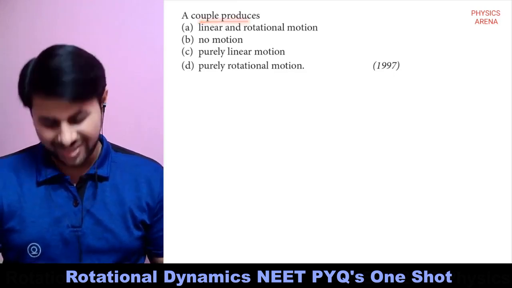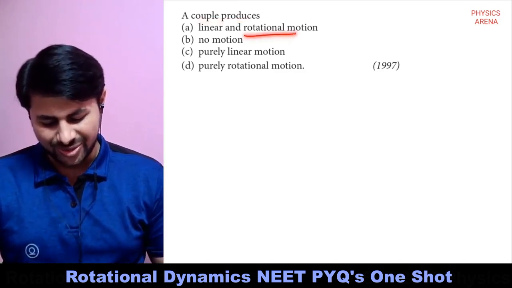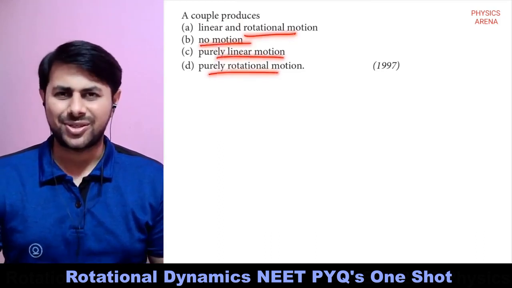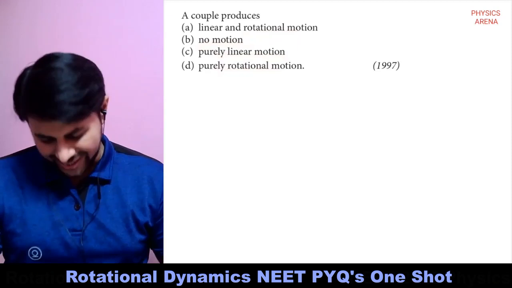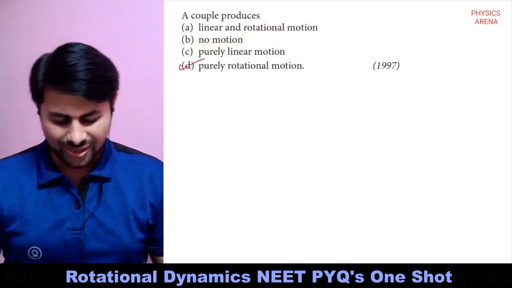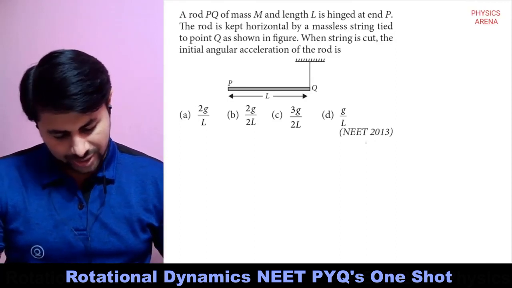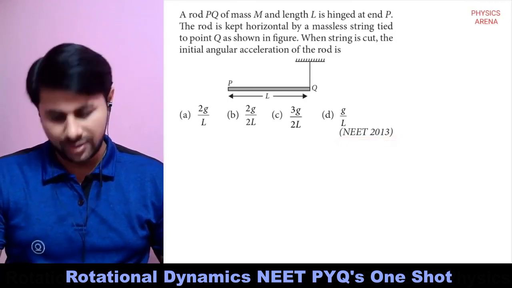Couple produces what? Linear and rotational motion, no motion, purely linear motion, purely rotational motion. Right. Option D. Purely rotational motion. Next question. This is from NEET 2013.